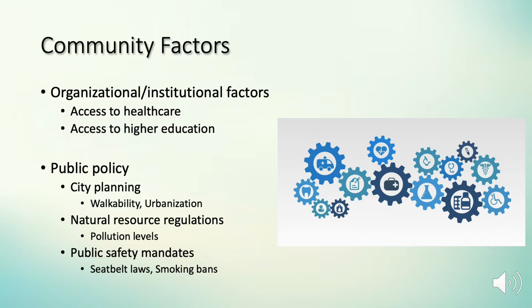City planning accounts for walkability and the rate of urbanization. Natural resource regulations can determine the level of pollution that exists within a community. Public safety mandates such as seatbelt laws and smoking bans all directly affect the health of community members as well.